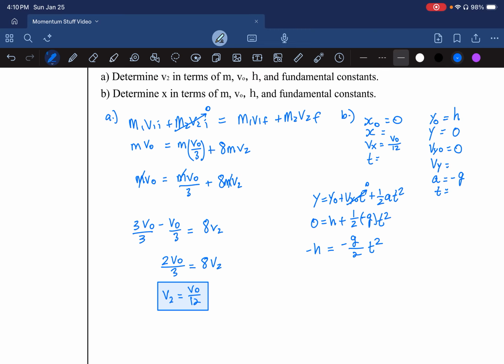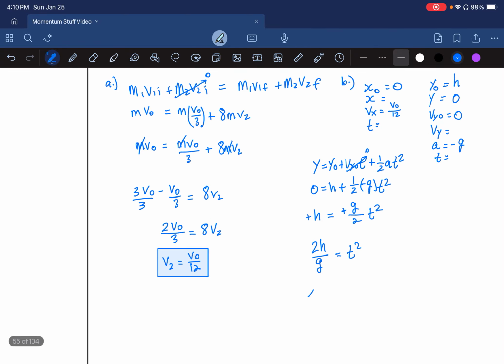We can drop the negatives here. We're going to multiply, so we'll drop the negatives real quick. We'll multiply both sides by 2, and we'll divide both sides by g. So this would be 2h over g is t squared. And then we'll just square root it. So square root of 2h over g equals t. But that's not our answer.